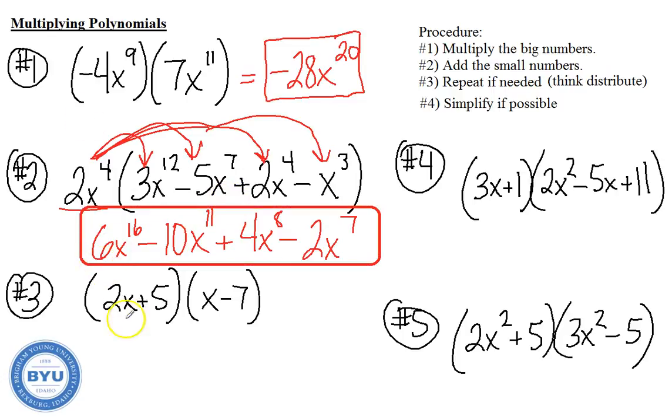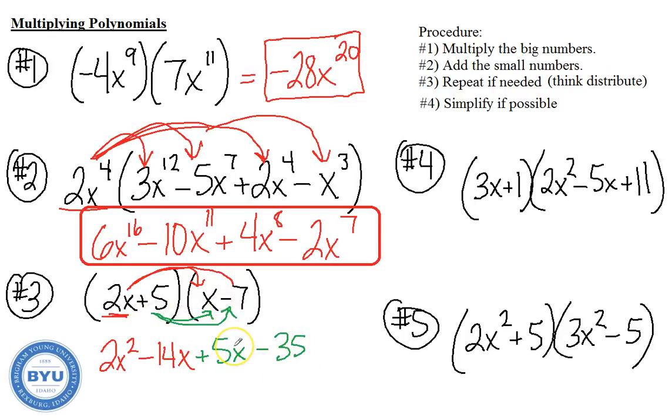Okay, great. On number 3, we are going to do the same thing. I'm going to start with the 2x and distribute it in. So 2x times x is 2x squared. And 2x times negative 7 would be negative 14x. Okay, now that was doing the 2x. Now I need to do the next one. I'm going to do the 5. So the 5 and the x would be 5x, and the 5 times negative 7 would be negative 35.